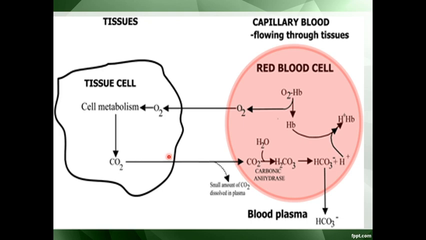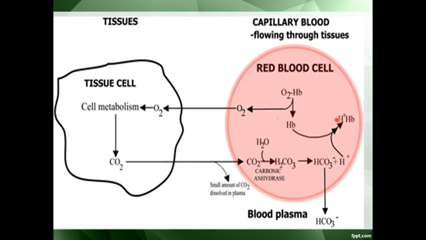This carbon dioxide is carried through plasma, and then the carbon dioxide is combined with water to form carbonic acid. This carbonic acid is then decomposed into bicarbonate and the hydrogen ion. This hydrogen ion then combines with the hemoglobin, and this hemoglobin forms the reduced hemoglobin. This bicarbonate and the hemoglobin both are carried to the lungs.